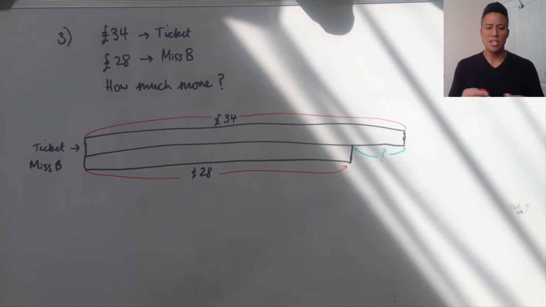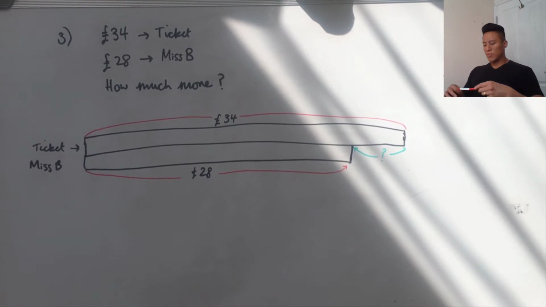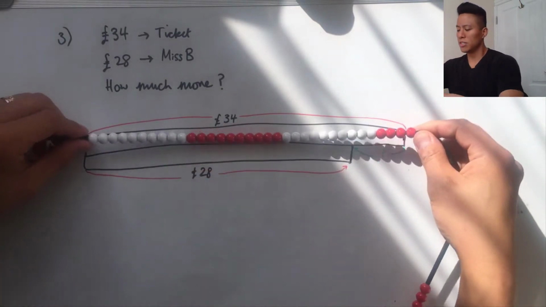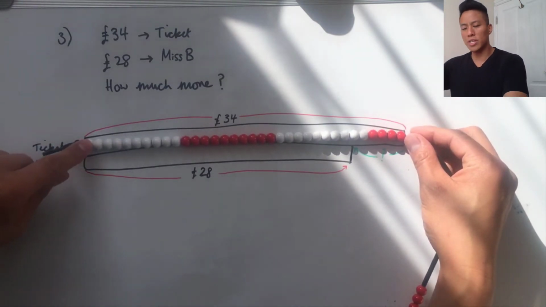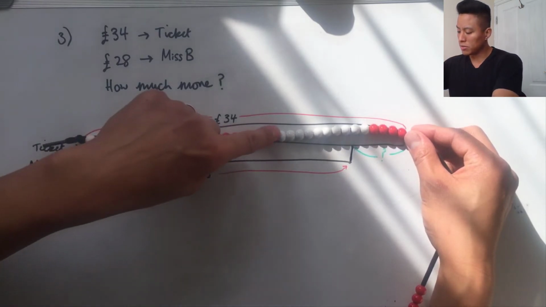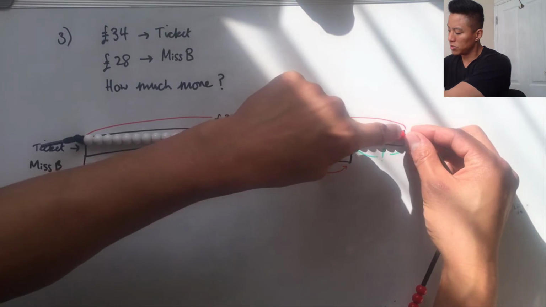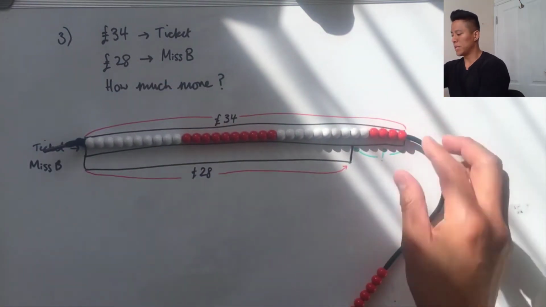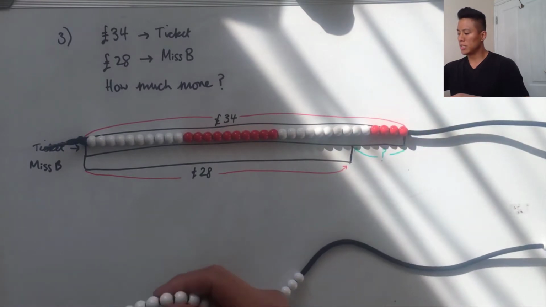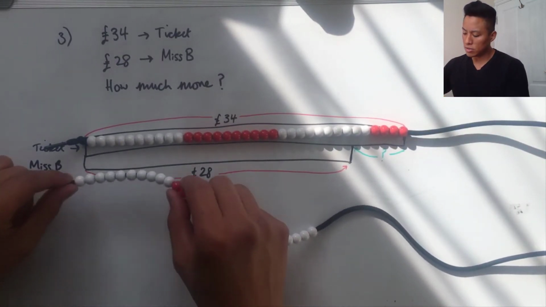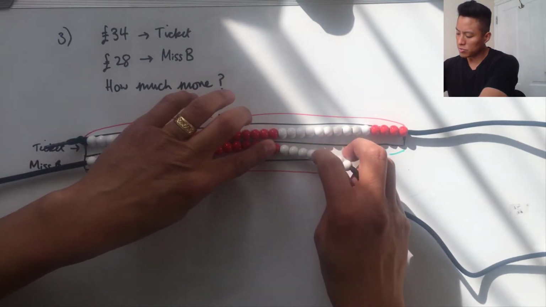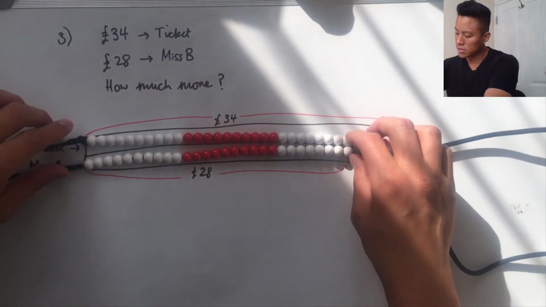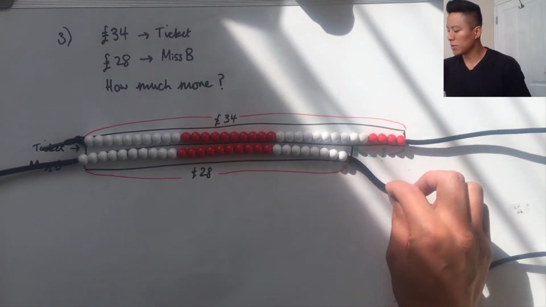I'm going to use some beads, just to give you a clue, give you some visual representation of what we've got here. Here is £34. Each one of these beads represents a pound. £10, £20, £30, 31, 32, 33, £34. Now we're going to compare it to how much Ms. Buckley has. So it's £28. So there's 10, 20, 21, 22, 23, 24, 25, 26, 27, 28. There we go. That's £28.